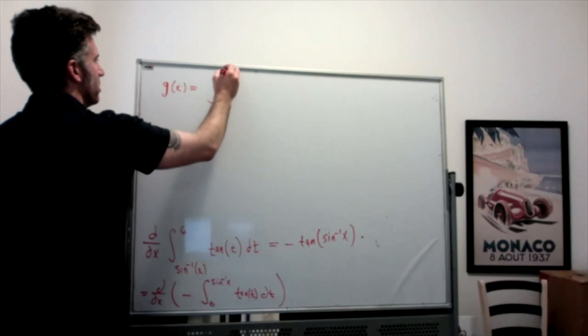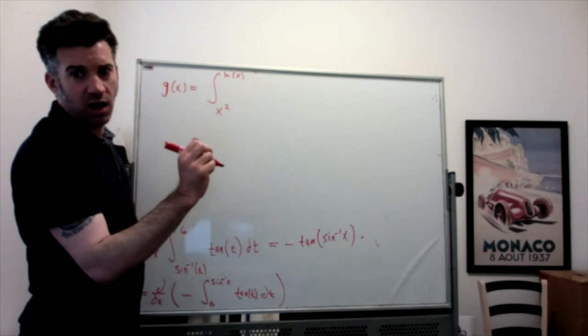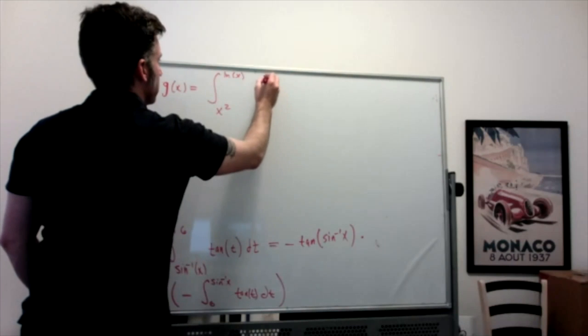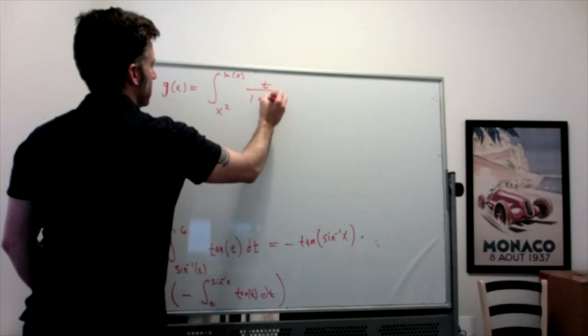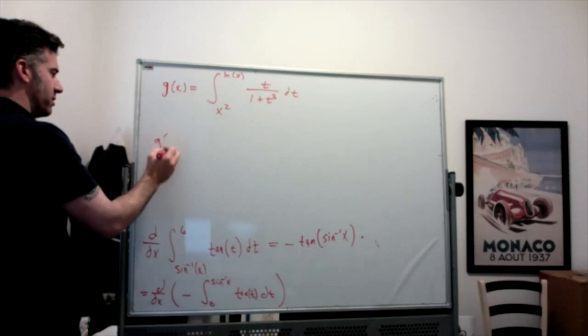The integral from x squared to natural log of x of t over 1 plus t cubed dt. And I want to find the derivative of that.